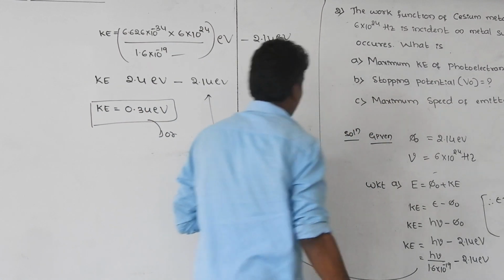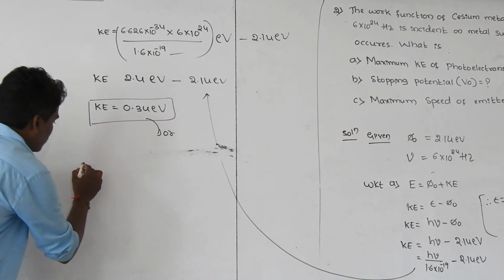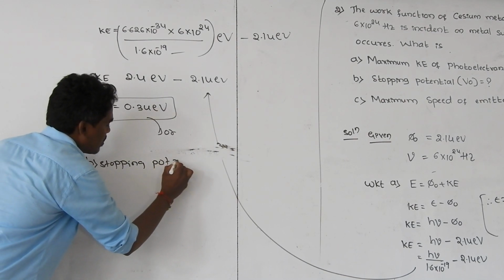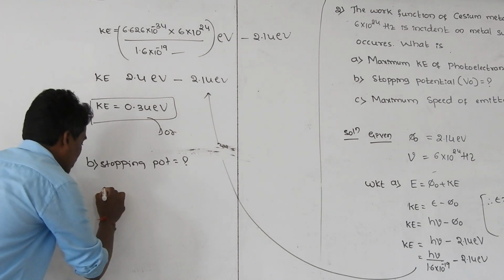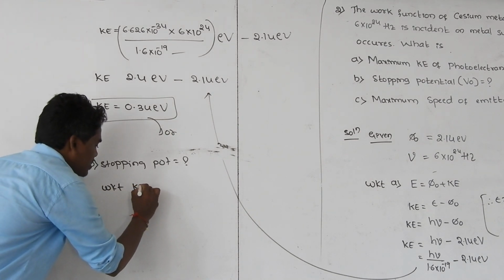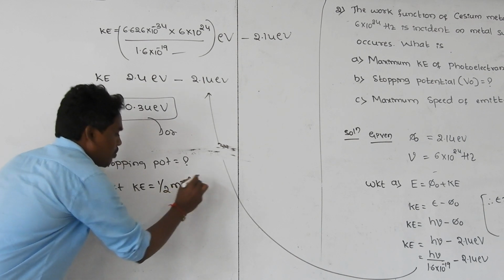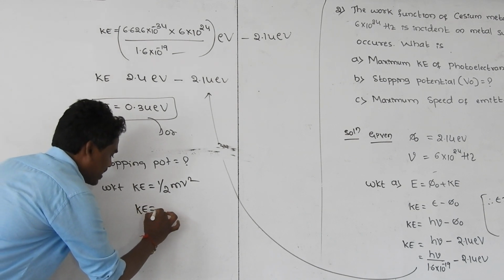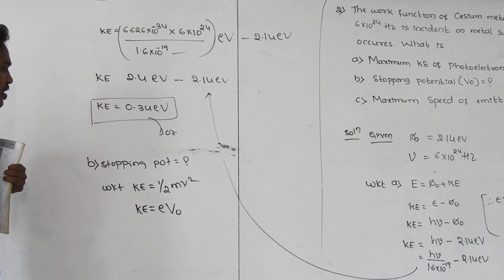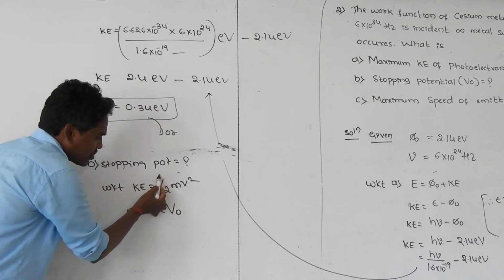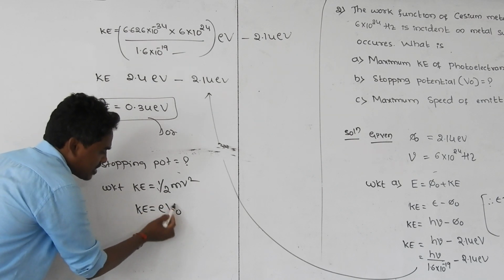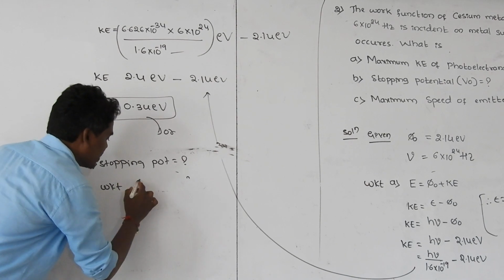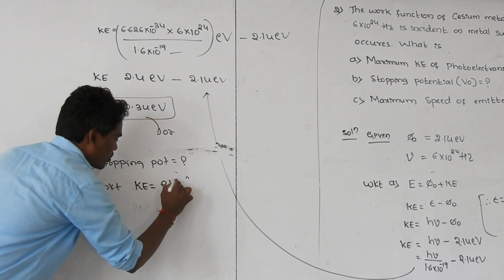And second, you have to find out the stopping potential. We know the formula, kinetic energy is equal to 1 by 2 mv square. But another formula is there in terms of stopping potential. The kinetic energy can also be written as kinetic energy is equal to e into V naught. For example, if after calculation the answer is 10, then this is also equal to 10. The kinetic energy of the electron is equal to eV naught.